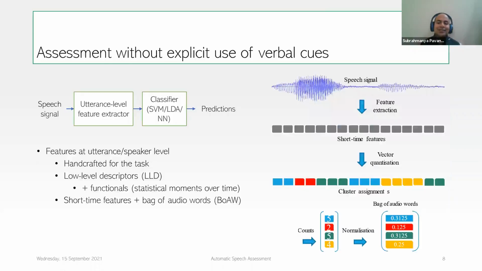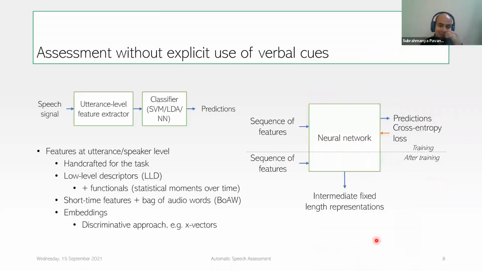Another way to aggregate the information at utterance level is by using bag of audio words. These are obtained by vector quantizing the short-time features. These could be any features, not necessarily LLDs, and counting the occurrences within the utterance. In this example, there are 5 frames belonging to the blue cluster or the blue code word or the blue audio word, and 2 frames belong to the red audio word, and so on. These counts normalized give a fixed length representation. To give an example, if the short-time features capture the smooth spectral envelope of the speech signal, then the audio word clusters largely correspond to phones. And the bag of audio words gives the relative counts of phones and silences here.